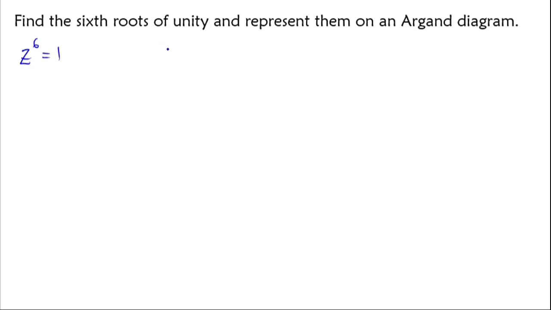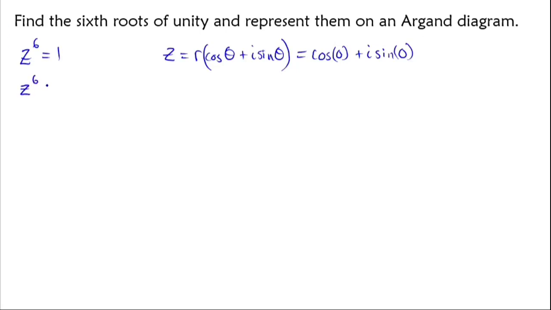Remember, the polar form of a complex number can be written as r(cos theta plus i sin theta). In this case, our r is 1, so we're just going to have cos. Since 1 is a positive real number, we'll just say cos 0 plus i sin 0. So this means that z to the power 6 is equal to 1, which in polar form is cos 0 plus i sin 0.